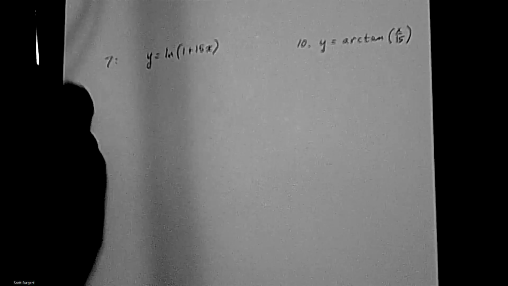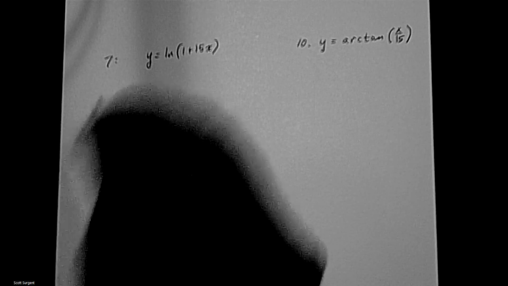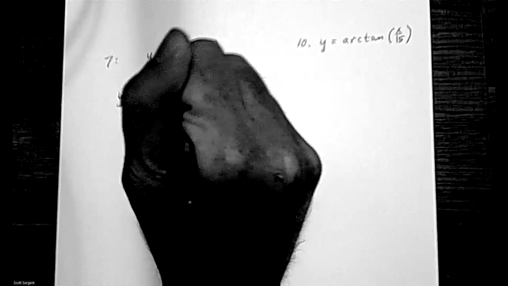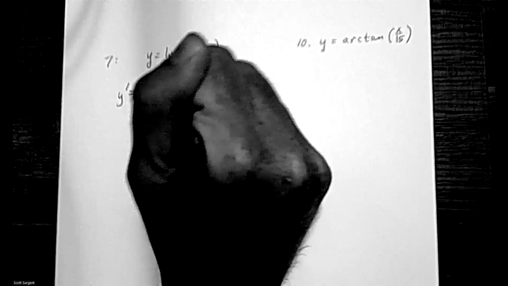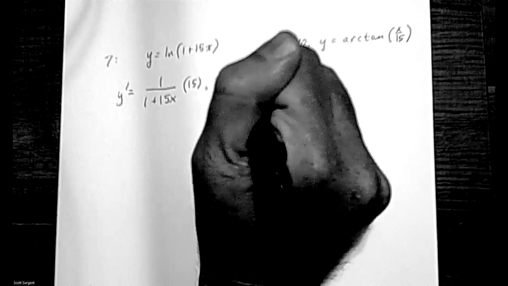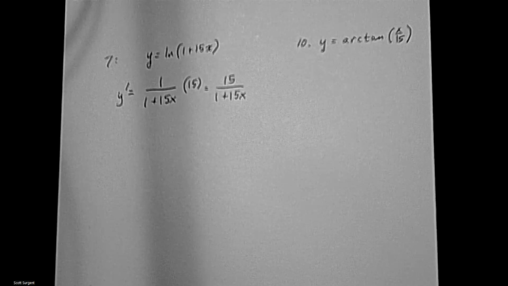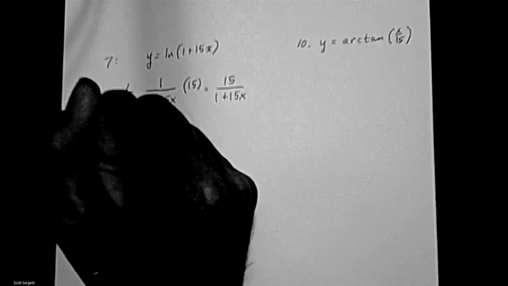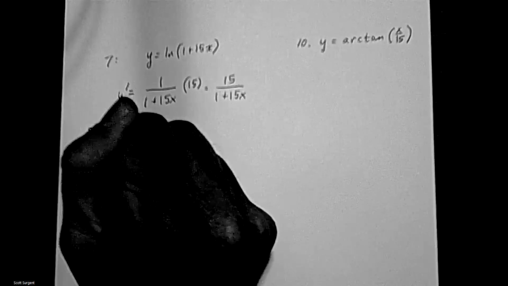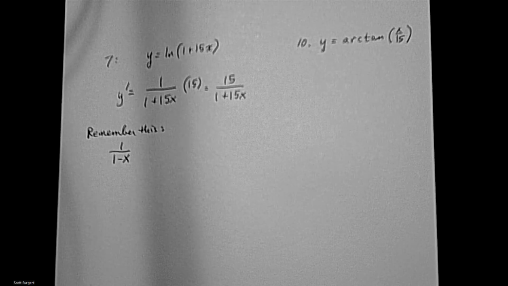Okay, we're going to do a little trick here. Both the natural log and the arctangent have a special kind of derivative. I'll do the log one first. So y prime is 1 over 1 plus 15x times 15 because of the chain rule. Now, this particular form, you should remember this. This is kind of like your basic form you should know, the 1 over 1 minus x.